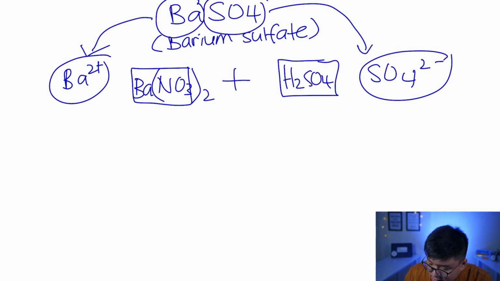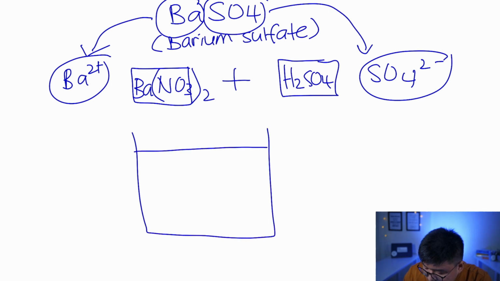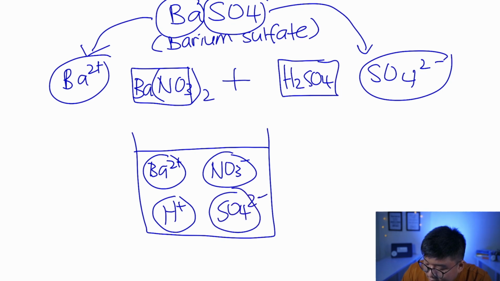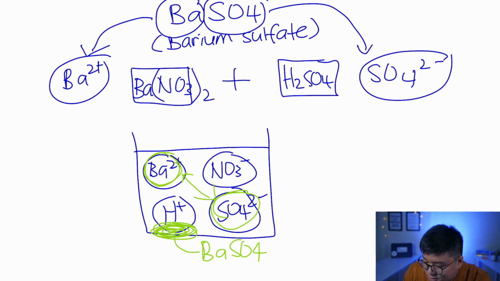Both are soluble. Okay, and if we visualize it in the solution, barium nitrate will have Ba2+ ions and NO3- inside them. Okay, for sulfuric acid, there will be H+ ions and SO4 2-. And once again, what will happen? The Ba2+ and the SO4 2- will combine together to form an insoluble salt, BaSO4. And once again, this process is called precipitation.